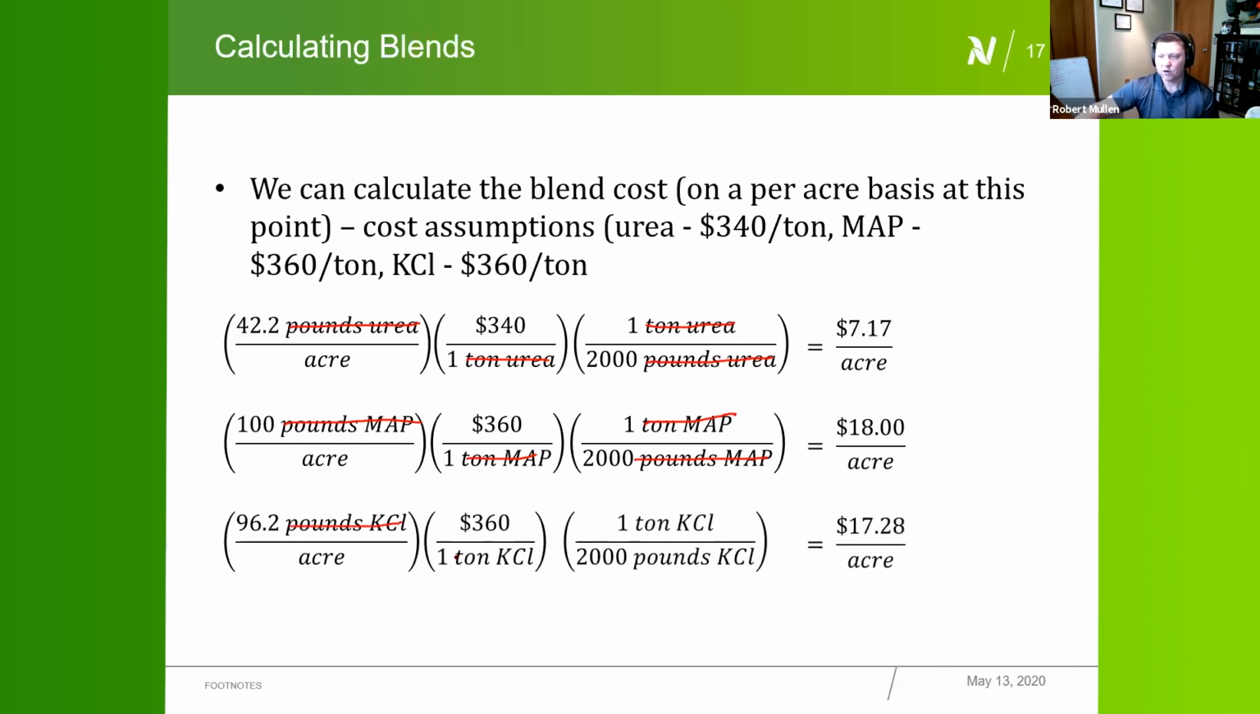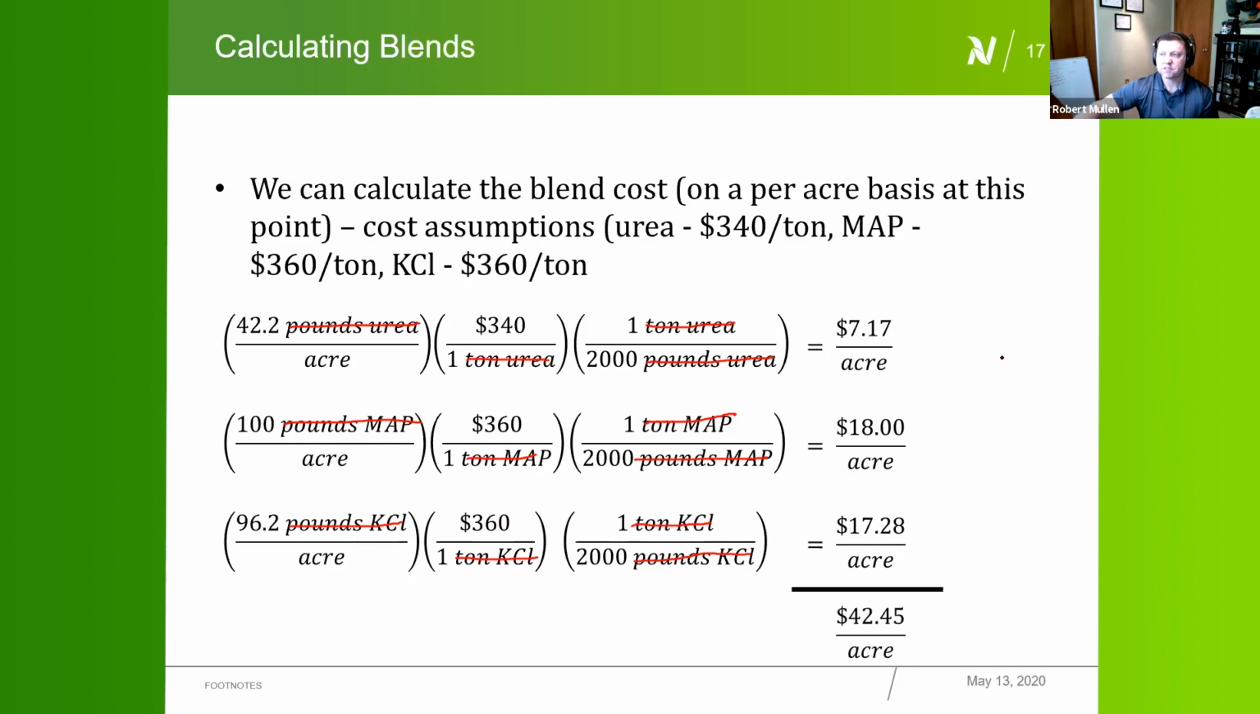Pounds of KCl will go away. Tons of KCl go away. And again, this should be 100 multiplied by 360 divided by 2,000. This one should be 96.2. I apologize. I knew that I was going to make an error in putting these together. At least I caught it.